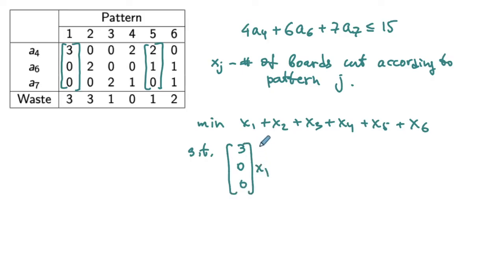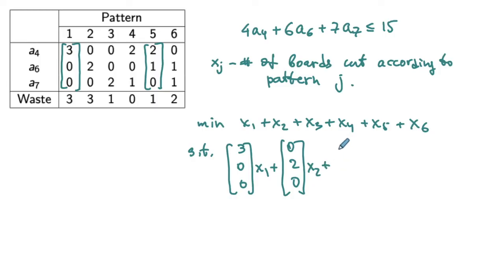times x1. So the first entry here is going to give us the number of pieces of length 4, then the second entry will give the number of pieces of length 6, and then the last one the number of pieces of length 7. And because we cut x1 boards according to this pattern, this will be the total quantities of the corresponding types of pieces, right? So then for the second pattern we have 0 2 0 multiplied by x2.